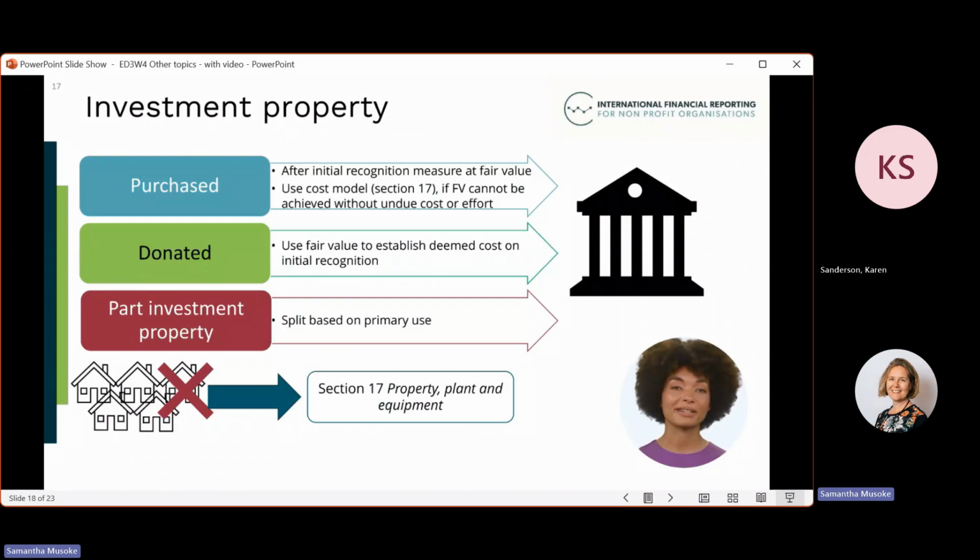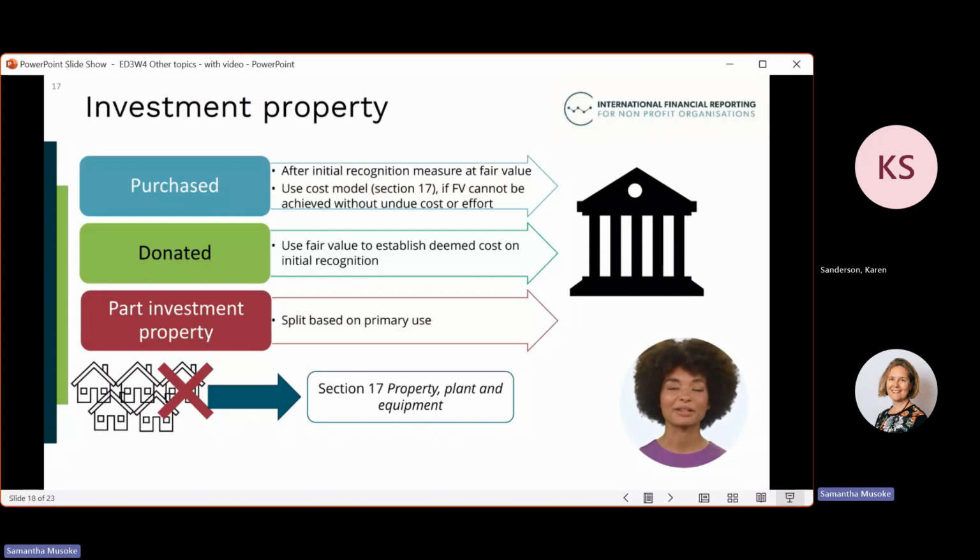Section 16 sets out the accounting treatment of investments in land or buildings, where these are held to generate rental income or for their capital appreciation. This does not include property held to deliver an NPO's mission or objectives. So this section does not apply to property such as social housing.